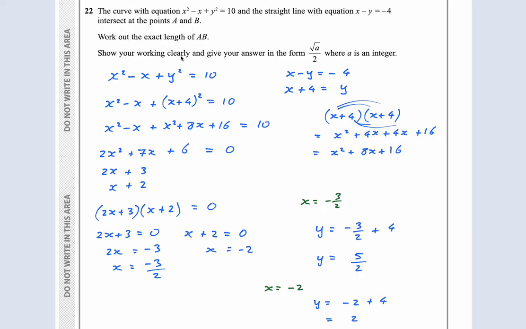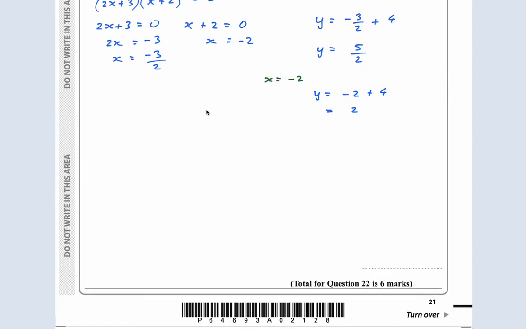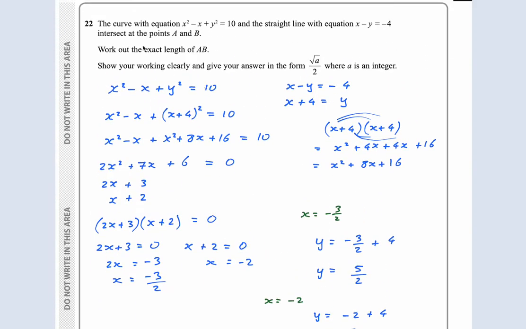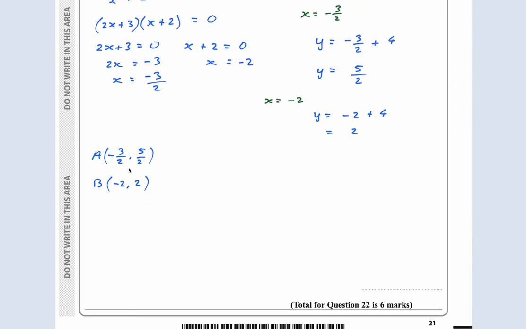Okay, and he wants the length of AB. So point A is minus 3 over 2, comma 5 over 2. And B is negative 2, 2. Okay, so these are my two points, and he wants to find the exact length of AB. Now you could say, how did I know this was A and this was B? Well, it doesn't matter. I could have called this one A and this one B. The length will be the same.